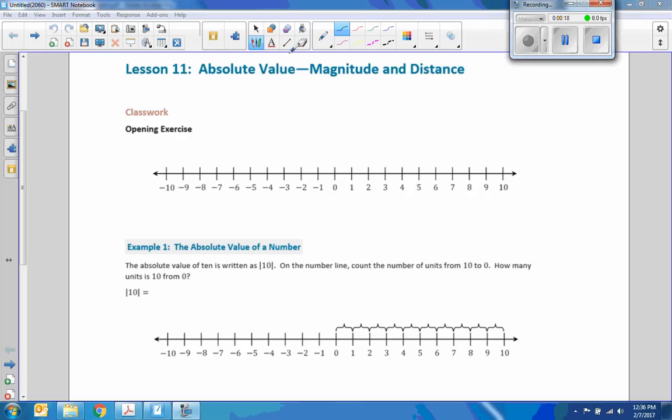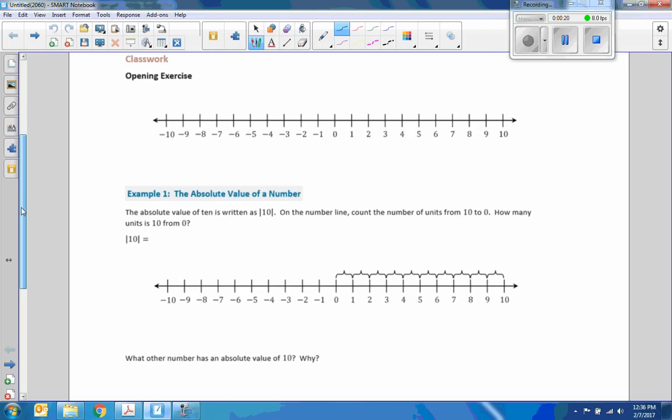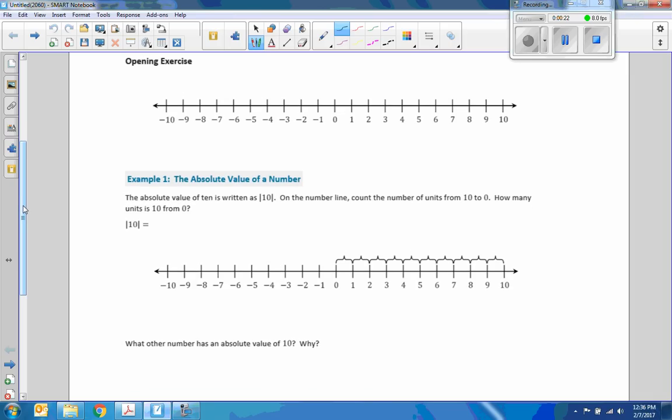Okay, so classwork opening exercise. Here we go, let's jump right in. For this warm-up exercise, students were to work individually to record two different rational numbers that are the same distance from zero. Students find as many examples as possible and reach a conclusion about what must be true for every pair of numbers that lie that same distance from zero.